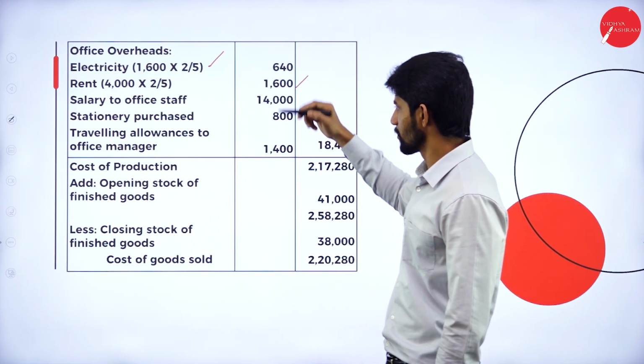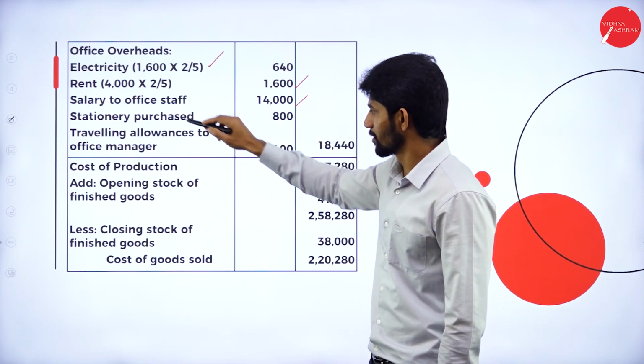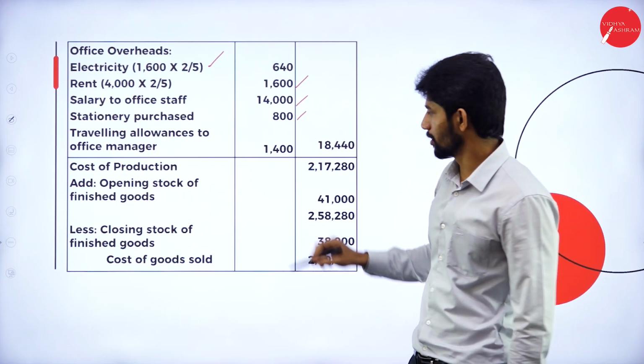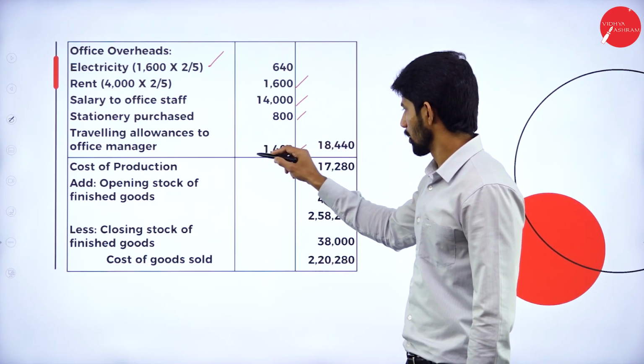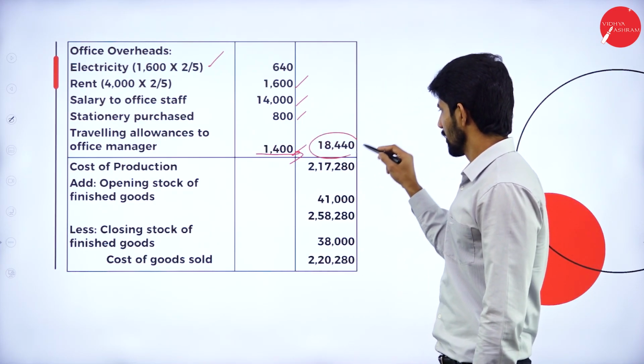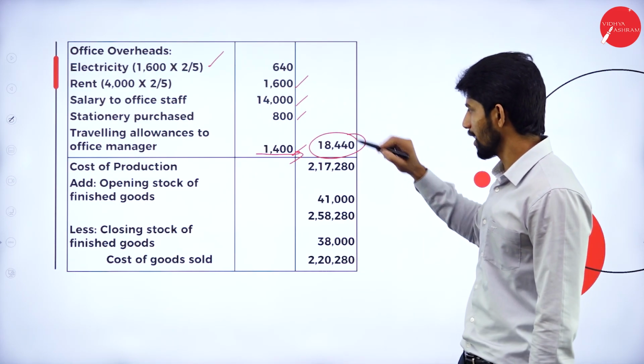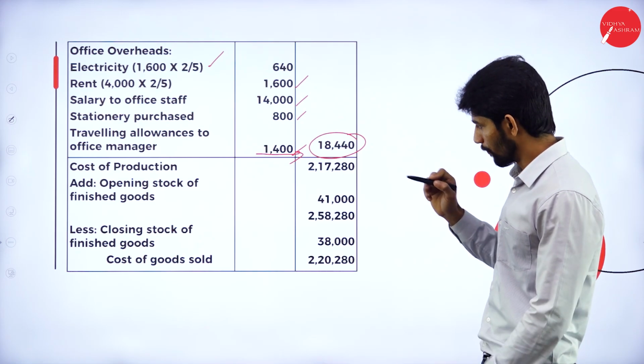Salary to staff, that is office staff, 14,000. Stationery purchased 800. Traveling allowances to office manager 1400. Total the office expenditure you will get 18,440.